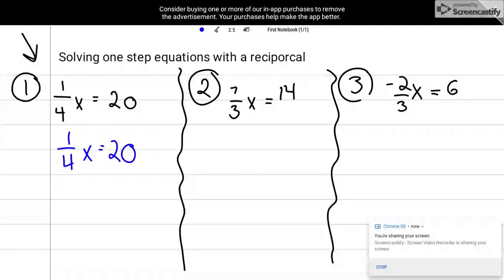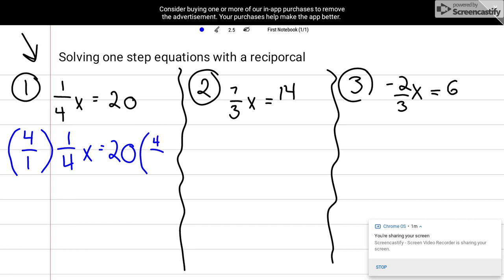You always use the number that's attached to your variable. In this case, my variable is x. So the opposite of 1/4 is 4/1. And whatever you do to one side, you have to do to the other. 4 times 1 right here is 4. 1 times 4 is 4. 4 divided by 4 is just going to leave me with 1x, or you can just write x.